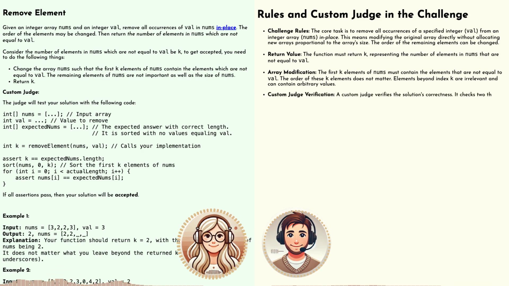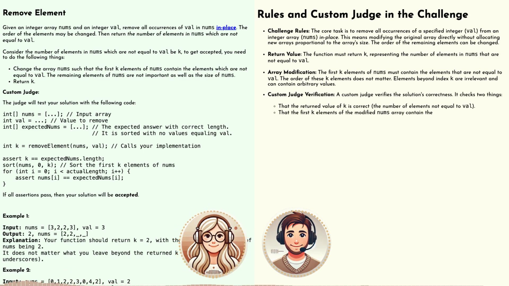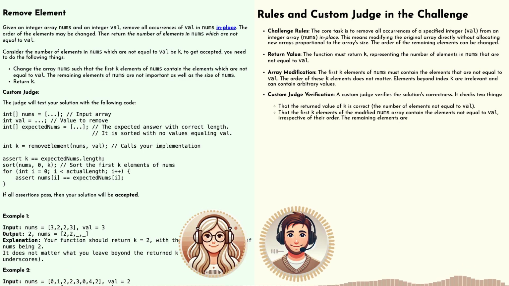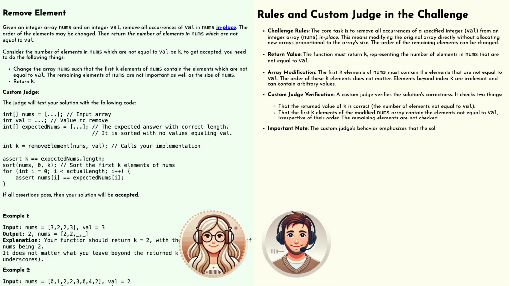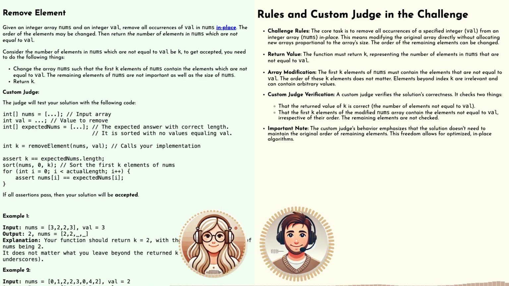Exactly. So that all the elements that are not equal to that target value, they're all grouped together nicely at the beginning of the array. So in our example with the 3, 2, 2, 3, we wanted to get rid of the threes and have the twos at the beginning. Exactly. The first part of the array should only have the elements we want to keep, the non-target values. Gotcha. And the function should return the number of these keeper elements. Right on. In your example, it would return 2.